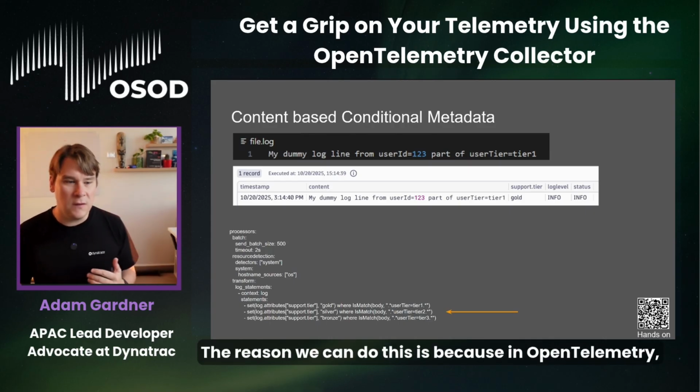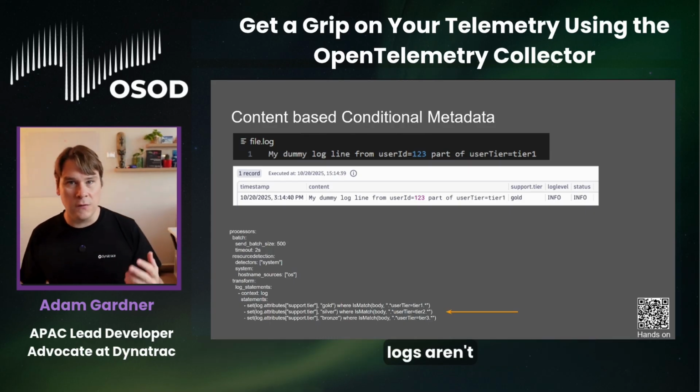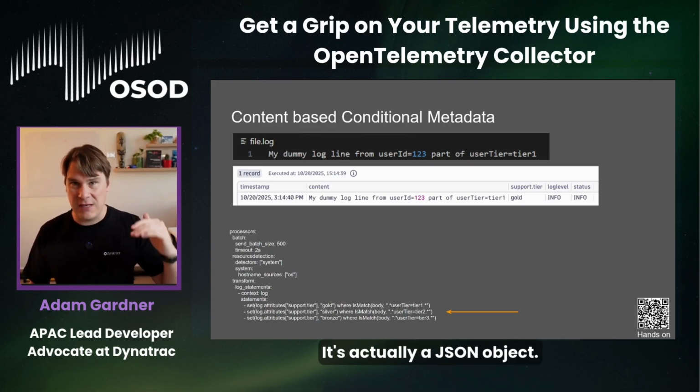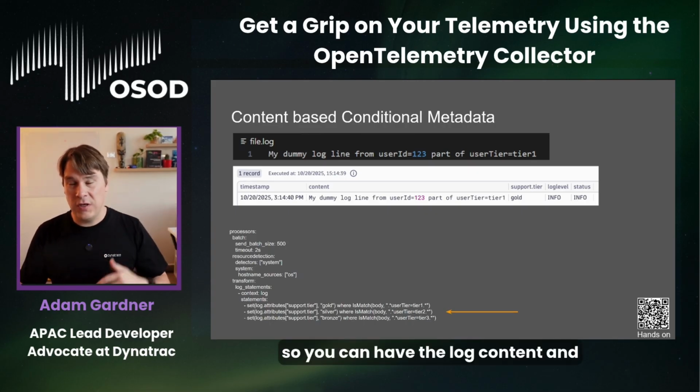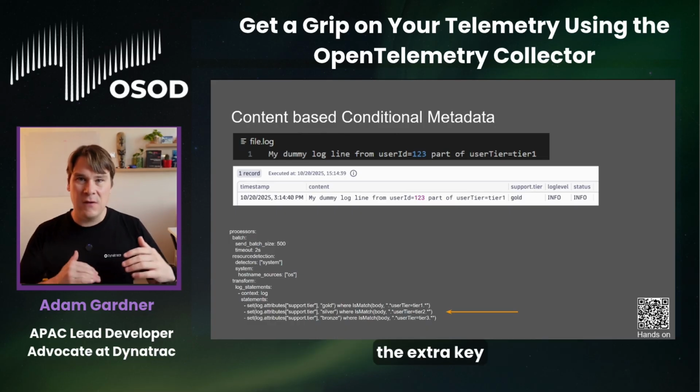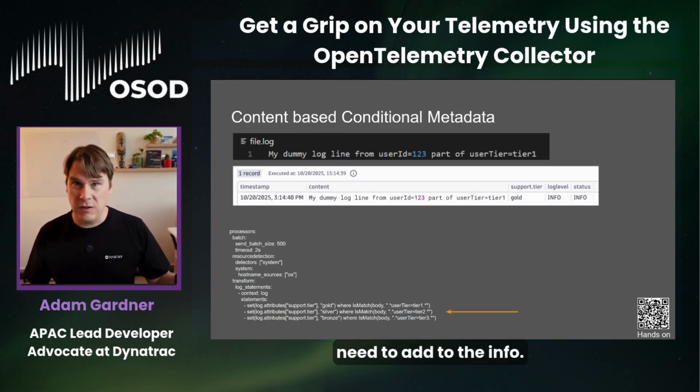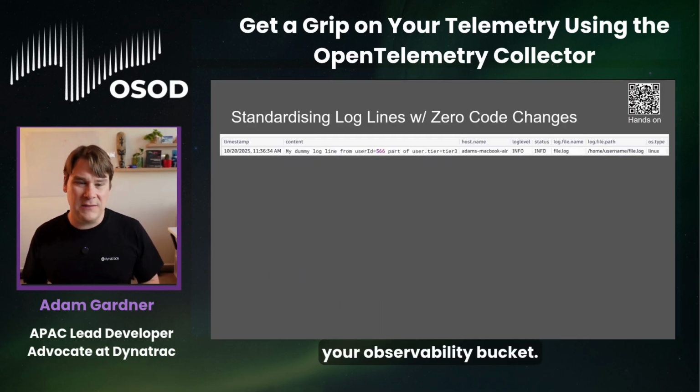The reason we can do this is because in OpenTelemetry, logs aren't just flat strings of logs. It's actually a JSON object. So you can have log content and the extra key value metadata that you need to add to the info. And that's what happens. You get the support tier in your observability backend.